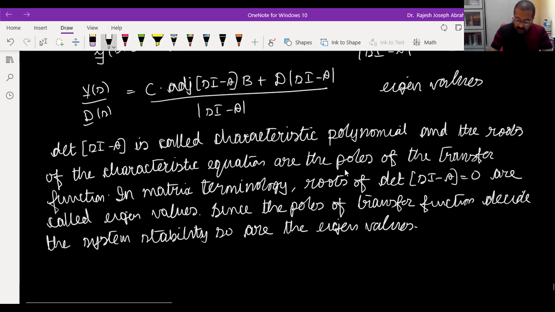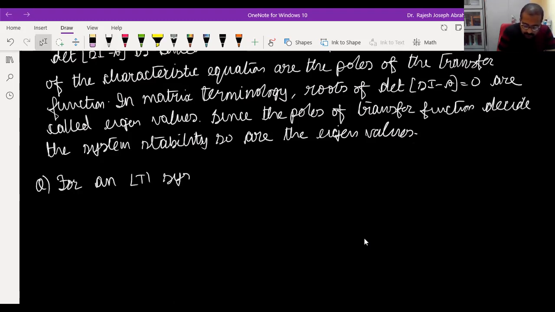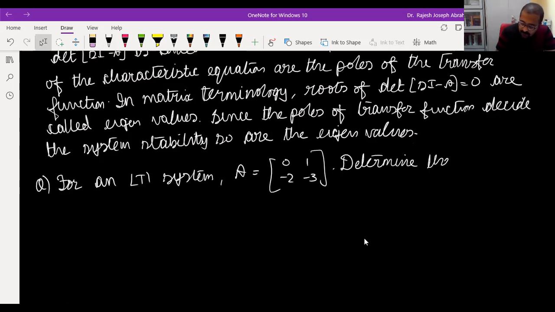Is that clear? So now let us take one example. For an LTI system, A equals [0, 1; minus 2, minus 3]. Determine the characteristic equation and eigenvalues.